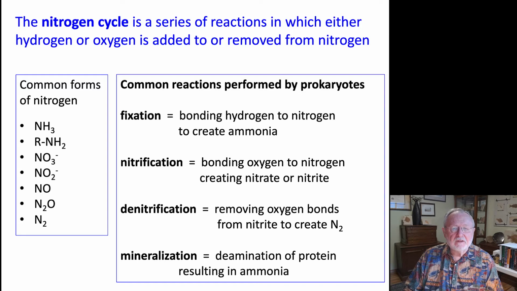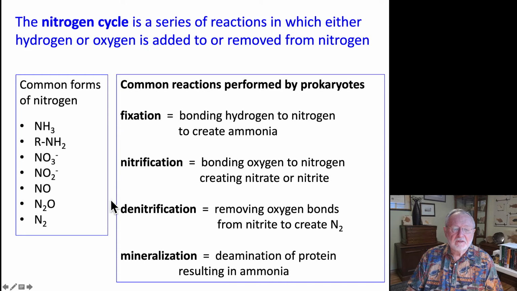The nitrogen cycle is a series of reactions associated with taking diatomic nitrogen to form ammonia, and then through a series of adding oxygen or taking away oxygen, we transform ammonia to nitrite, to nitrate, to nitric oxide, to nitrous oxide, and back to nitrogen. The process of taking diatomic nitrogen to create ammonia is called fixation. The process of adding oxygen to the nitrogen is called nitrification.